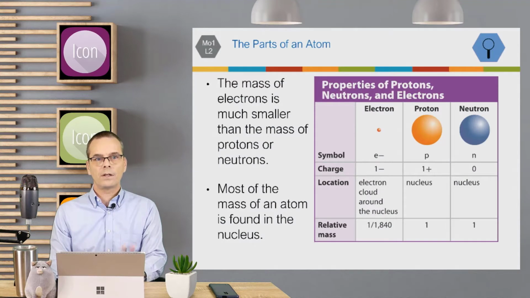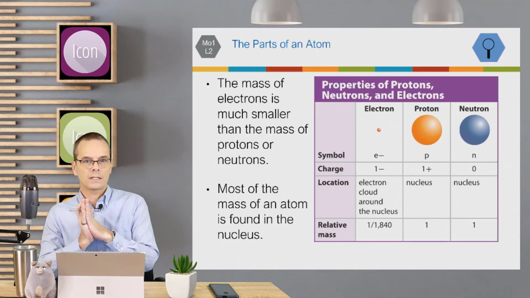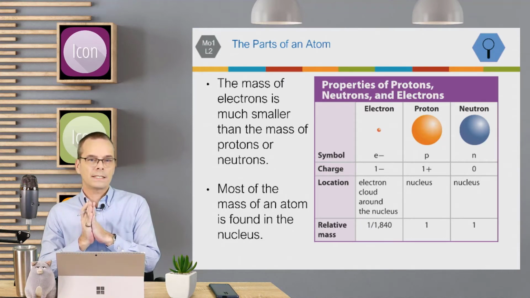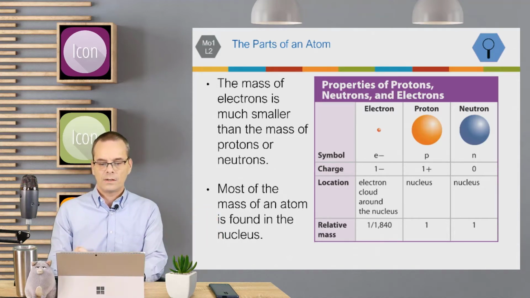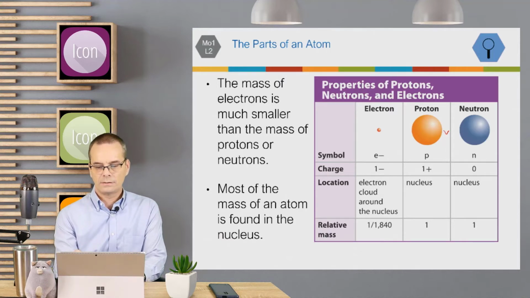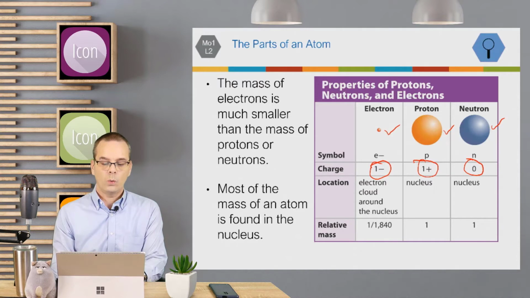So we have the parts of an atom. The mass of electrons is much smaller than the mass of protons and neutrons. All right? Most of the mass in an atom will be found in its nucleus. All right, so you have the proton, the neutron, and the electron. Remember that the electron is negative, the proton is positive, and the neutron is neutral. And look at this relative mass: 1, 1, and 1/1,840.